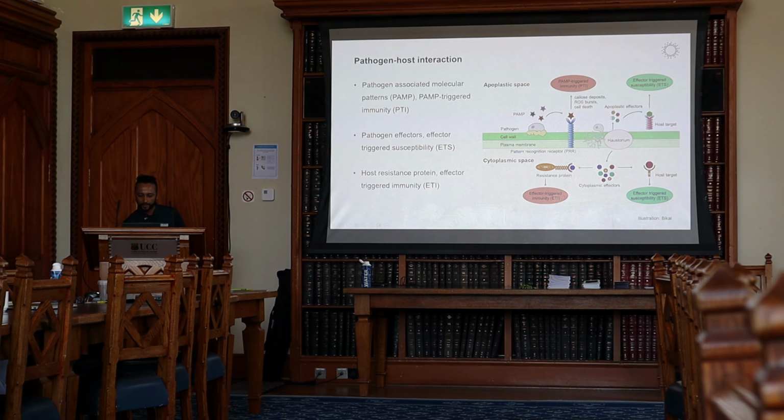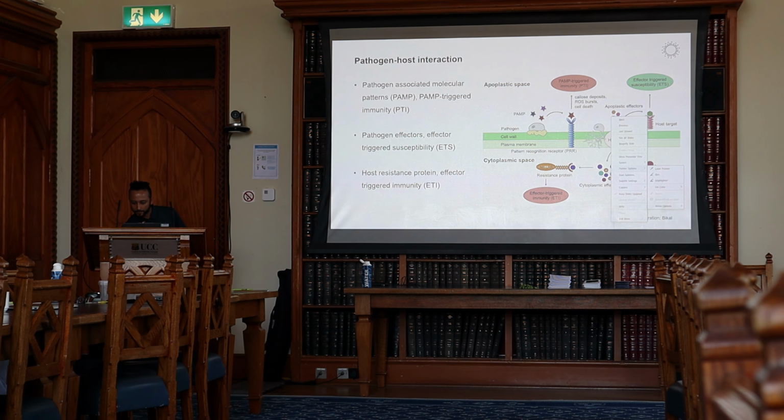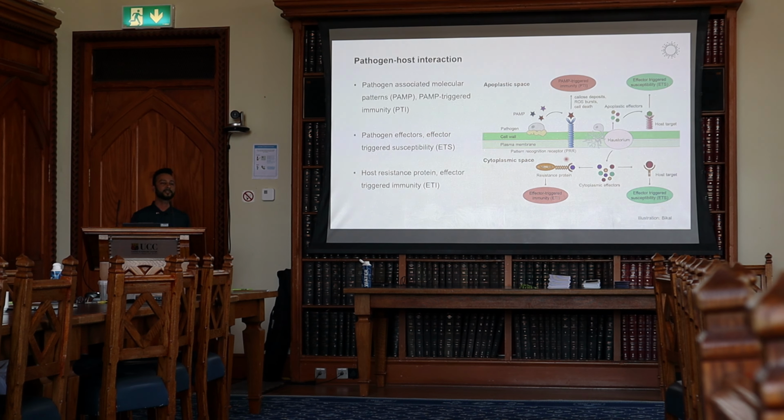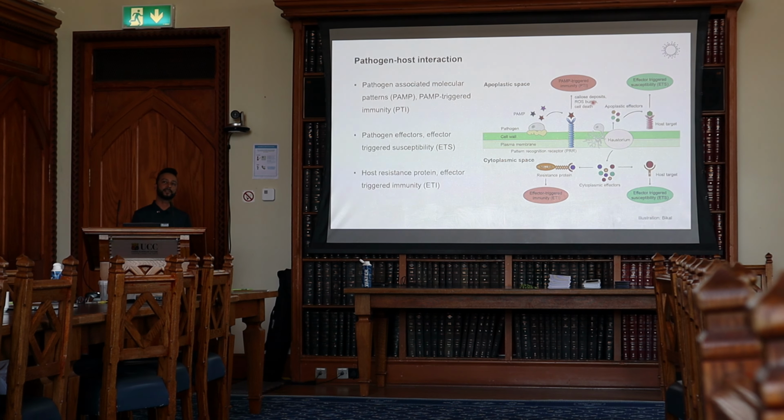Let me just show you with the pointer. The first layer of defense response in the plant is activated when pathogen-associated molecular patterns, also called PAMPs, are recognized by the pattern recognition receptors of the plant. And when they are recognized, the first layer of defense response is activated. This response includes callose deposits, reactive oxygen burst, or cell death that tries to stop the infection from the pathogen.